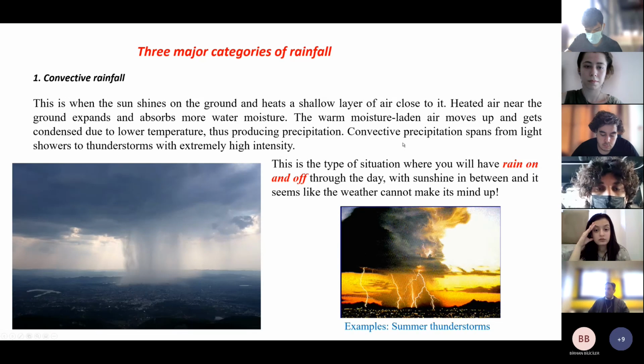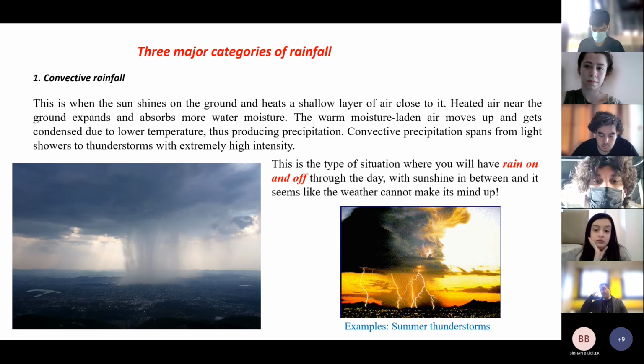This kind of precipitation is called convective rainfall, or convective precipitation. Sometimes we use rainfall and precipitation interchangeably, but professionally precipitation includes both rainfall and snow. Convective rainfall spans from light showers to thunderstorms with extremely high intensity. And as you see in these two figures, they cover a small area.